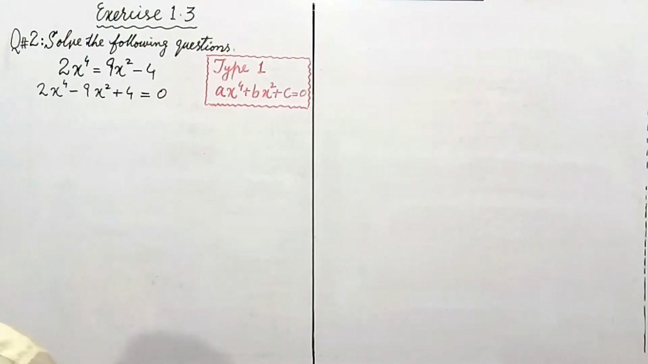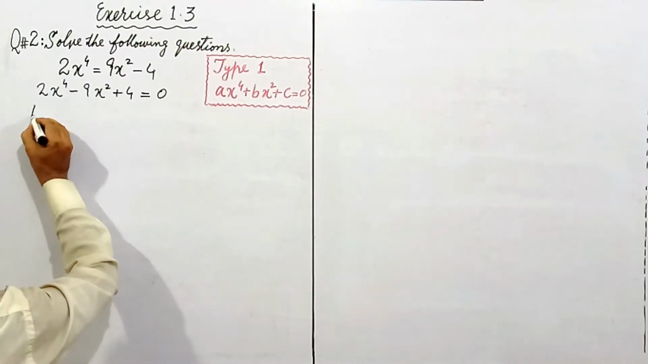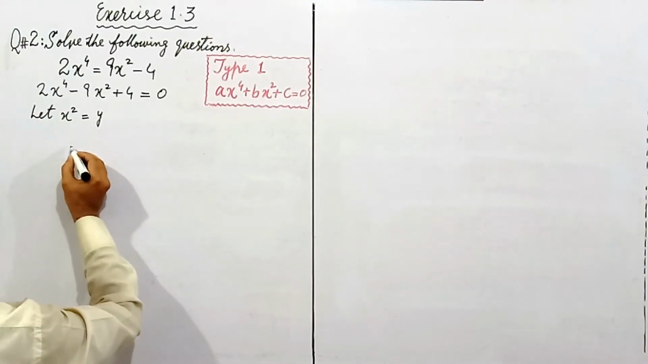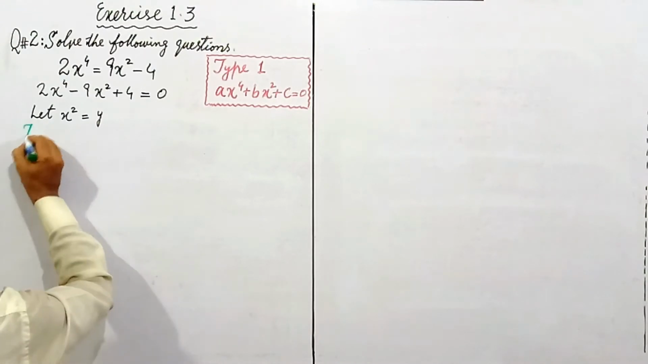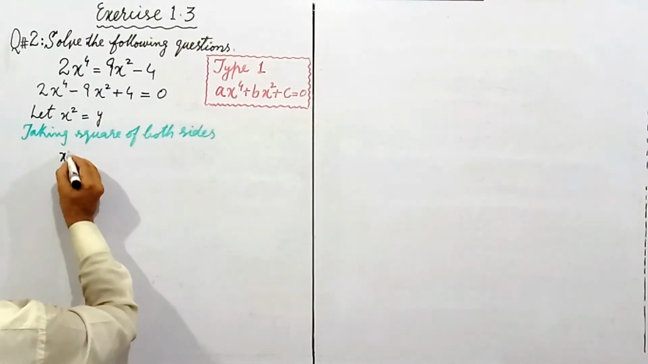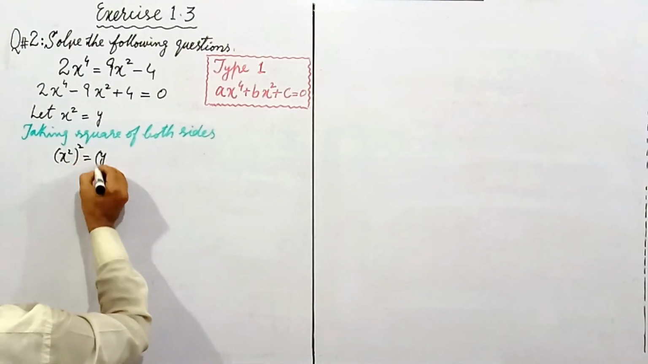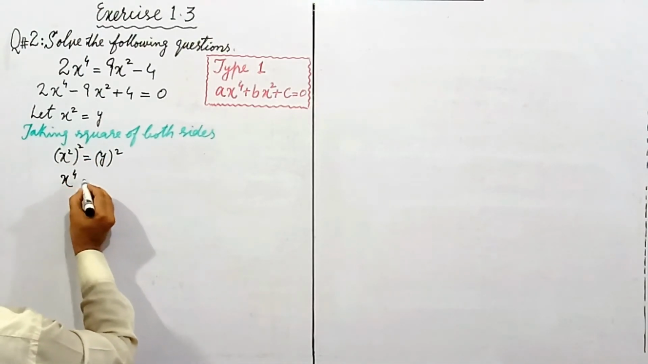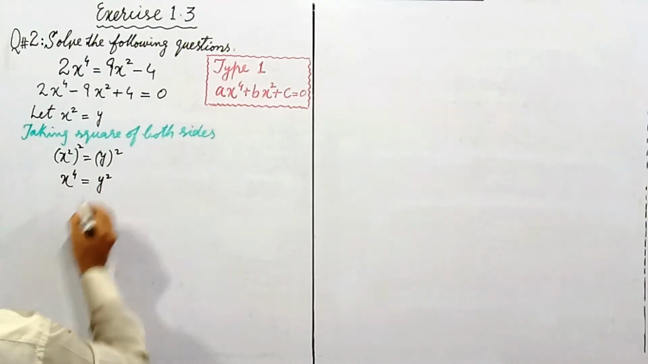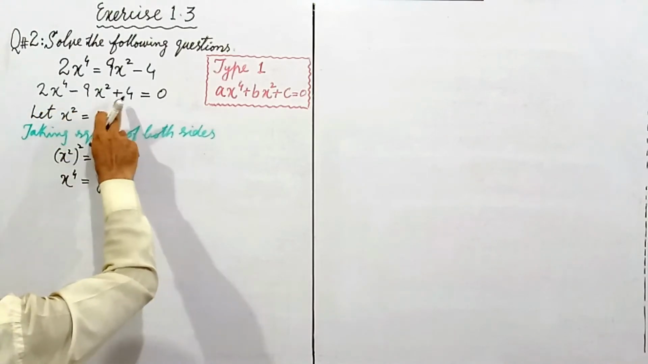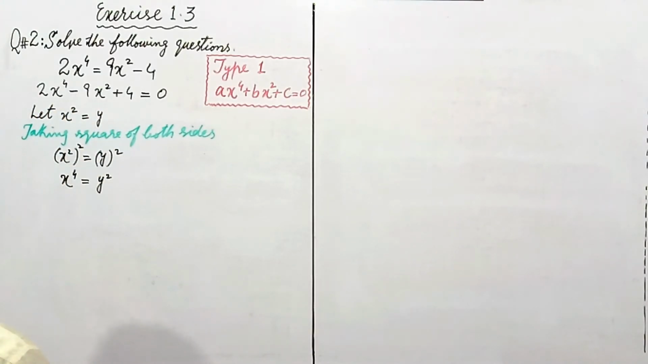Now to reduce to a quadratic equation, we let x square be equal to y. Taking square of both sides, we have x square whole square equal to y square. According to the law of power, 2 multiplied by 2, we have x raised to power 4 on the left hand side, and on the right hand side we have y square. Now we have the values of x raised to power 4 and x square. When we replace these values, we have a quadratic equation.